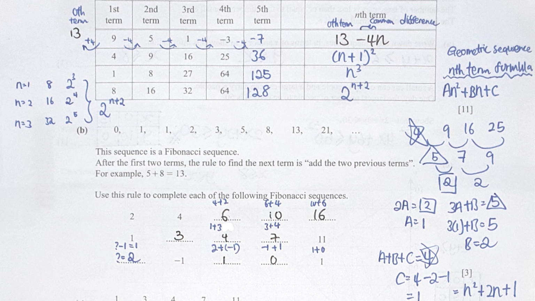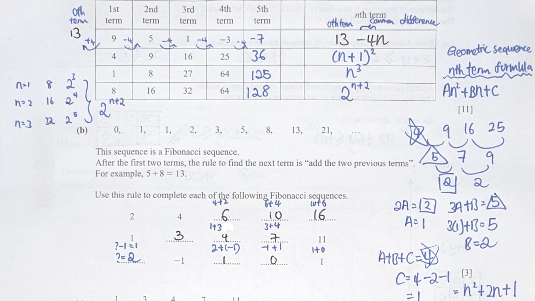As for the last part, I list it down as above: 8, 16 and 32, when n equals to 1, n equals to 2 and n equals to 3. So for this type of question, they have something in common, which is their base. So I turn them into 2 to the power of 3, 2 to the power of 4 and 2 to the power of 5 respectively. Then I compare it with the n equals to 1, n equals to 2, n equals to 3.